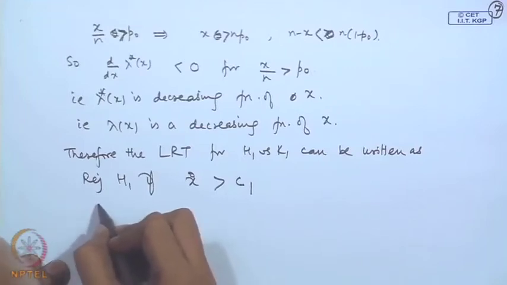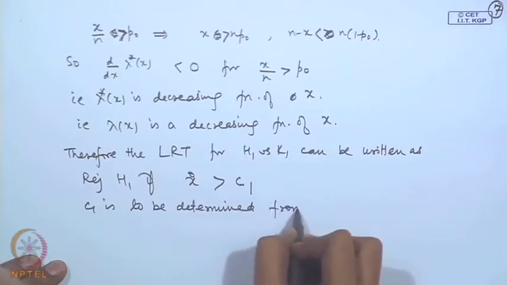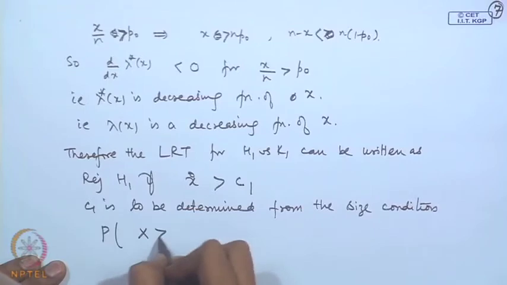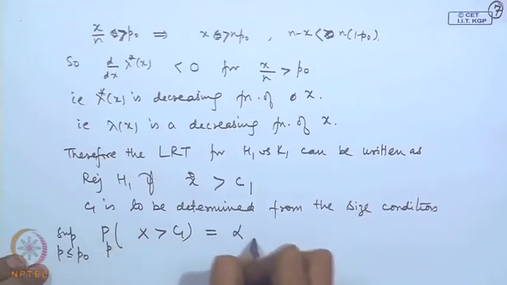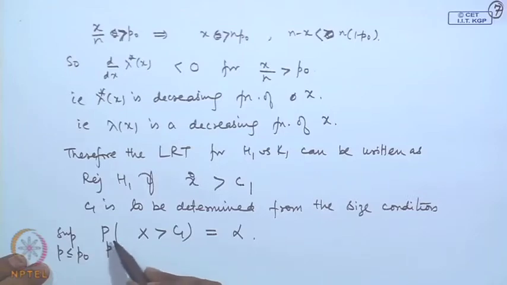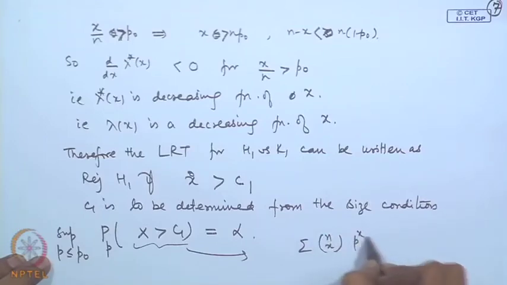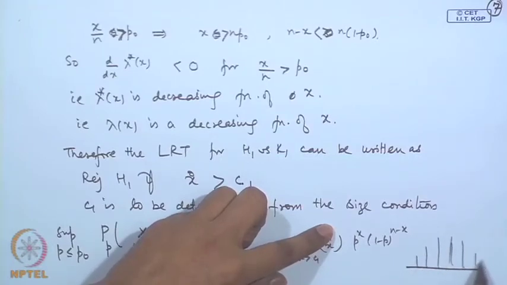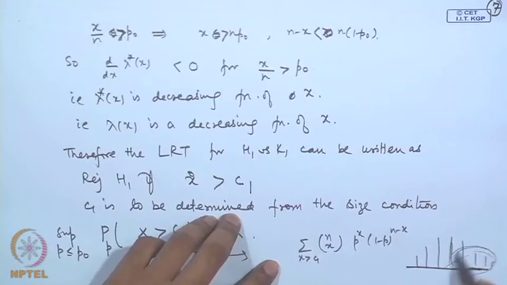Now, C 1 is to be determined from the size condition, that is probability of x greater than C 1 for supremum of p less than or equal to p naught, this should be equal to alpha. Now, as a function of p, what is this term? This is actually sigma n c x p to the power x into 1 minus p to the power n minus x, x is greater than C 1. If you plot the binomial probabilities, the behavior is like this. Now, we are looking at the right tail.